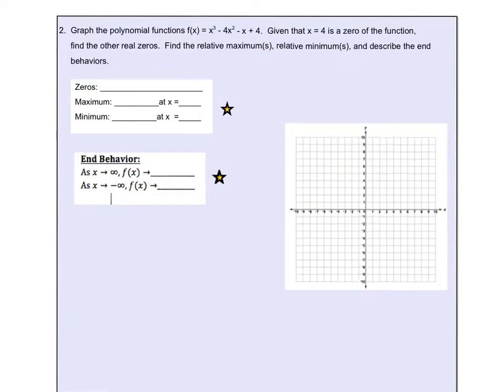So now as we go here, we've got this function x raised to the third minus 4x squared minus x plus 4. Given that 4 is a zero of the function, so 4 tells me right away that that's going to be one of the zeros. Find the other real zeros, find the relative maximum, relative minimum, and describe the end behaviors. So I'm letting my calculator do a lot of the work, so I'm kind of filling that in from there.